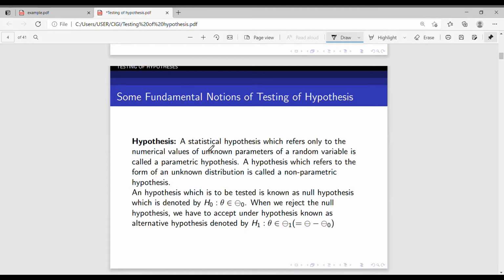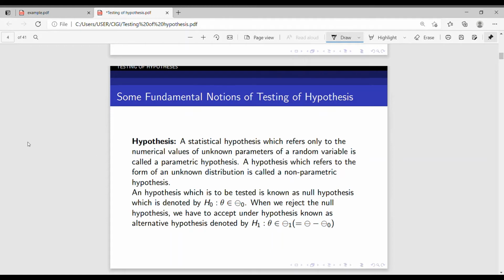So this statement, the statement about the parameter theta, is basically known as a hypothesis. Let's move on to the definition of hypothesis. A statistical hypothesis which refers only to the numerical value of unknown parameters of a random variable is called a parametric hypothesis. There are two types of hypothesis: parametric hypothesis and non-parametric hypothesis.